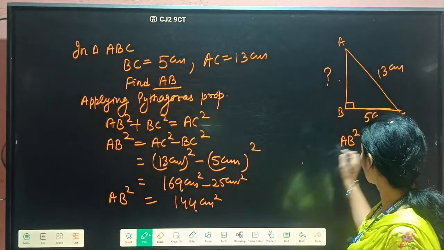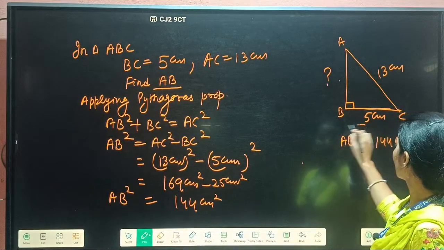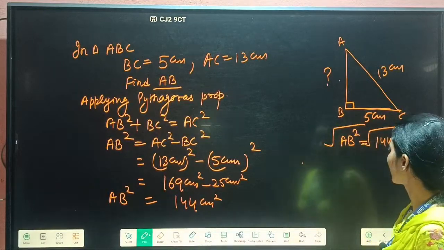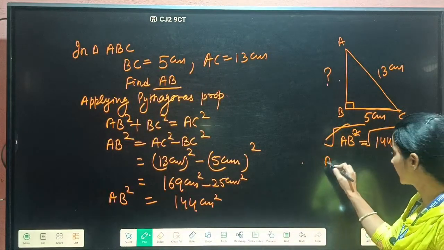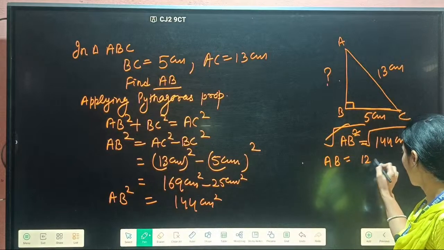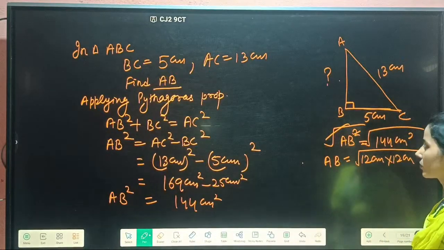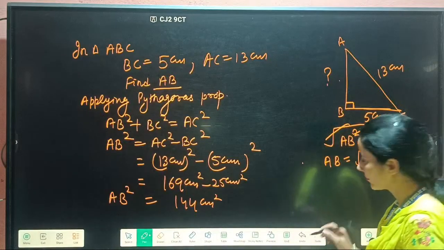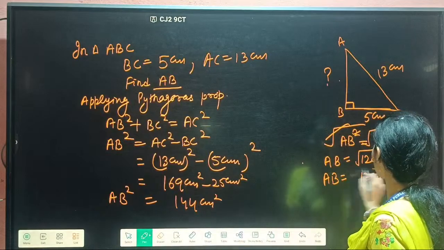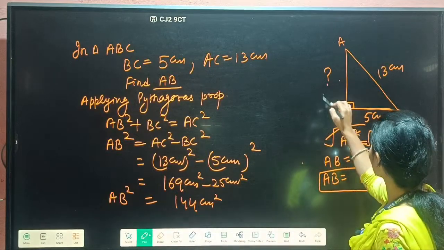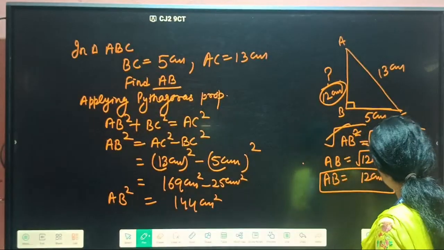Applying square root on both sides, then what will you get? 144 centimeter square. Applying square root on both sides, the square and square root will be cancelled. This AB equals 12 centimeter into 12 centimeter. I can factorize this 144 centimeter in this way. So AB equals 12 centimeter. What will be your AB? AB is 12 centimeter. Let us do the next question.